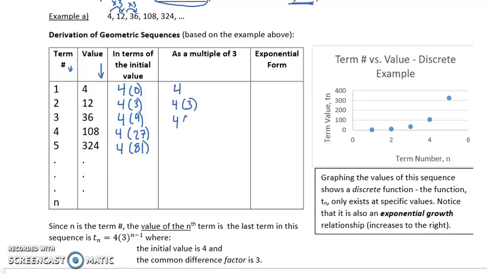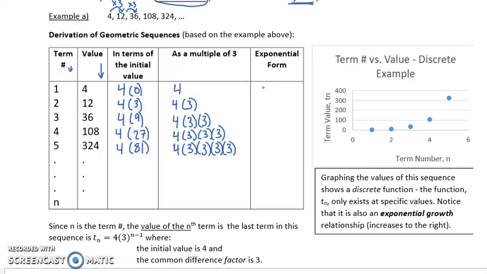But where things get a little different here is when we go to 36. This is 4 times 3 times 3. And in the case of 108, this is 4 times 3 times 3 times 3. You're going to get tired of saying 3's here in a moment. And in the case of 324, it's 4 times 3 times 3 times 3 times 3.